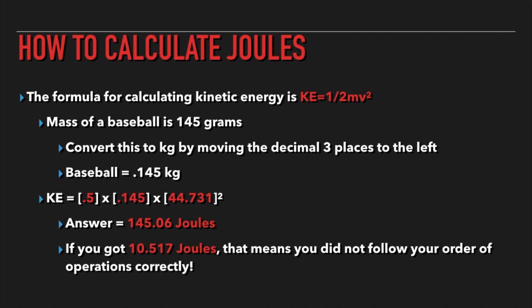Okay, you cannot do this equation left to right. If you do it left to right, you get 10.517. That's not the correct answer. So you have to square 44.731 first, and then you can multiply either of those numbers first. It doesn't even matter after that point. But that is how we get our answer here.